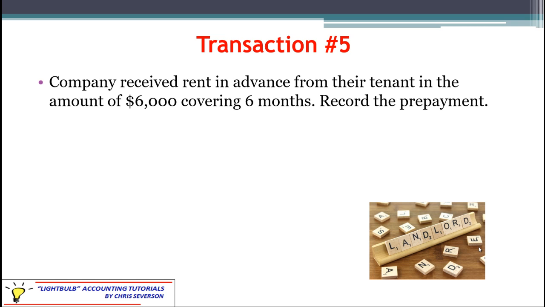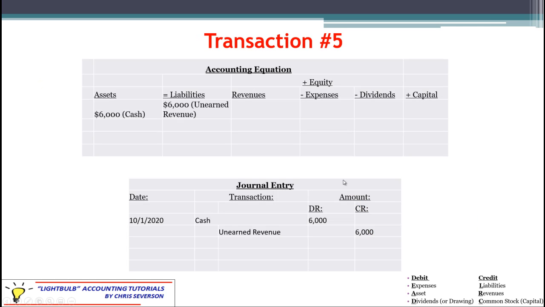So the company received rent in advance from their tenant in the amount of $6,000 covering 6 months. So again, it's $1,000 per month. Record the prepayment. So in this case, we have an increase to cash. We are receiving more cash, but we also have an increase to a liability known as unearned revenue.